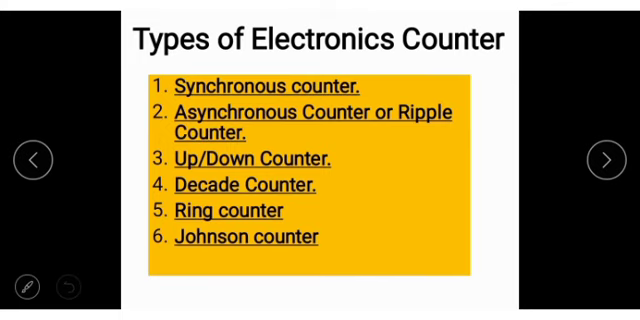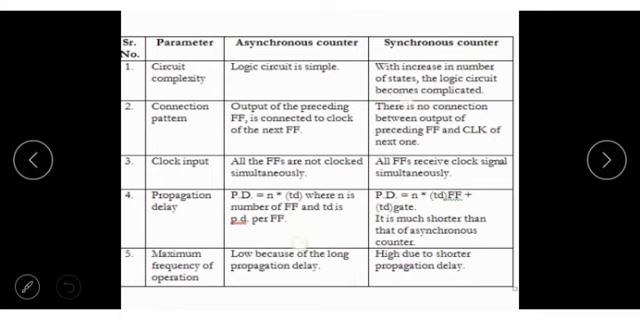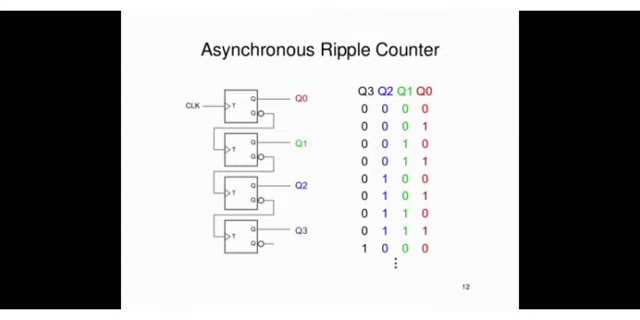Up-down counters are done. Then the synchronous counter and asynchronous counter have a great difference according to their parameters. In a synchronous counter the clock input is simultaneous, that is, all flip-flops receive the clock signal simultaneously, while in an asynchronous counter they do not. For the maximum frequency of operation, the asynchronous counter has a low frequency, and the synchronous counter has a large frequency. The asynchronous ripple counter comes in 2-bit, 3-bit, and 4-bit forms.